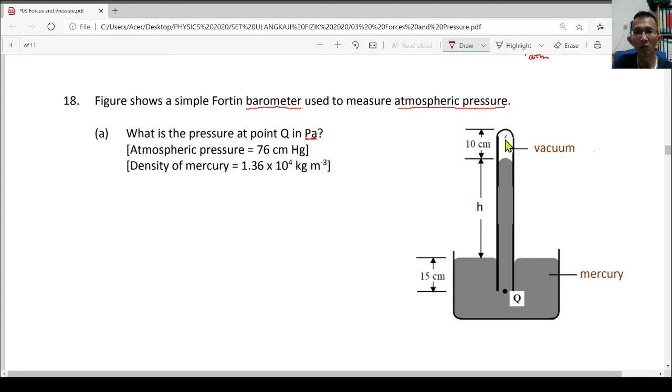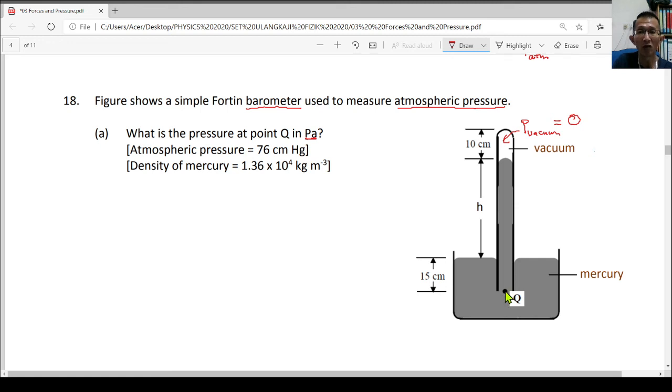What do I know about the pressure for the vacuum region? The pressure must be 0. Why 0? Vacuum, there are no particles. If there are no particles, there will be no collision with the wall of the container. Hence, the pressure must be 0. So we want to find the pressure at point Q.